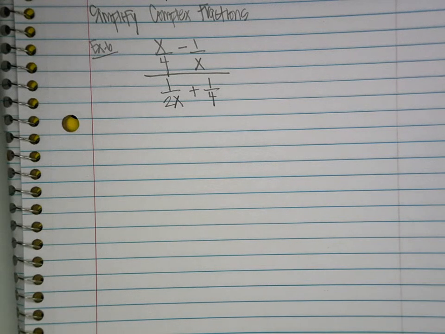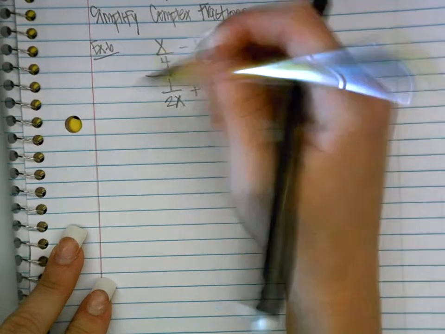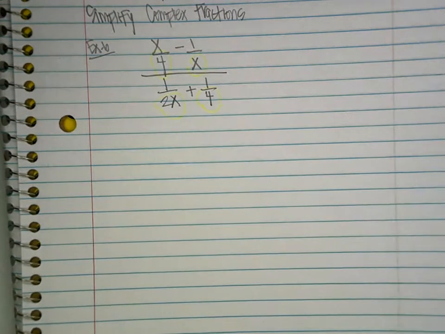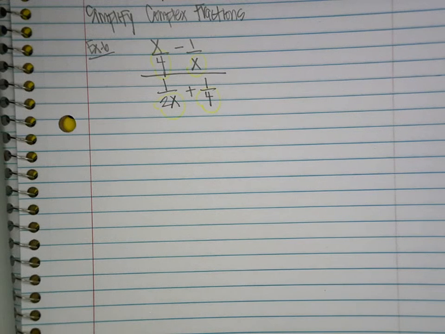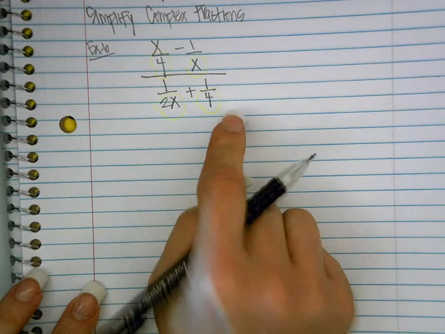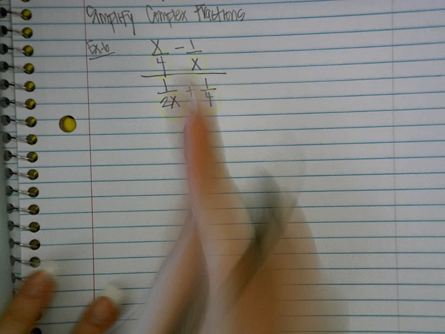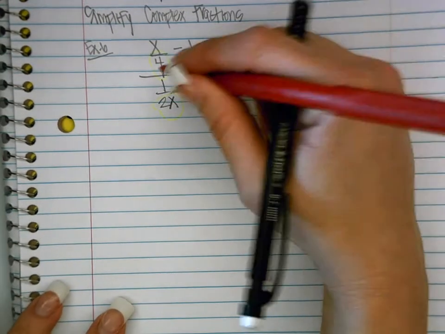What we want to do to simplify complex fractions is you first want to look at all the denominators. So all the denominators: a 4, an x, a 2x, and a 4. And from those denominators, you want to figure out what number would cancel out every single one of these denominators. What could you multiply by to cancel out a 4 and an x and a 2x and a 4? What would cancel out a 4? Not what goes into all of them, but what would cancel out. You know you have to have a 4.